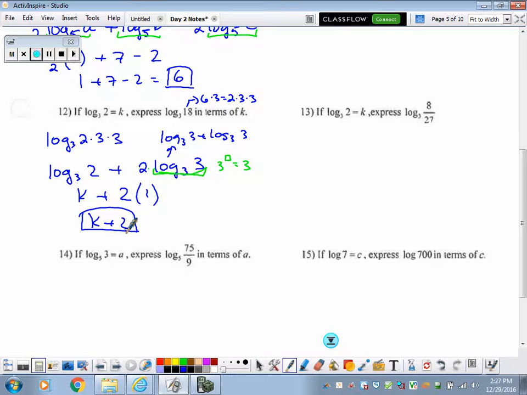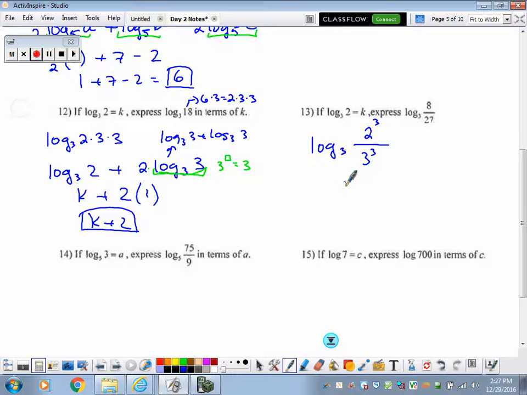Number 2, log base 3 of 2 is equal to k again. This time we're going to simplify log base 3 of 8 over 27. And again, we can use factors, or we can actually write 8 and 27 both using a base raised to a power. 8 is 2 to the third, and 27 is 3 to the third.